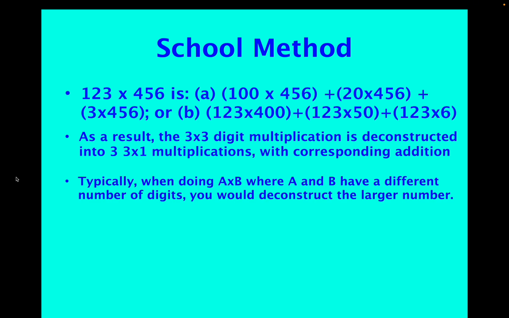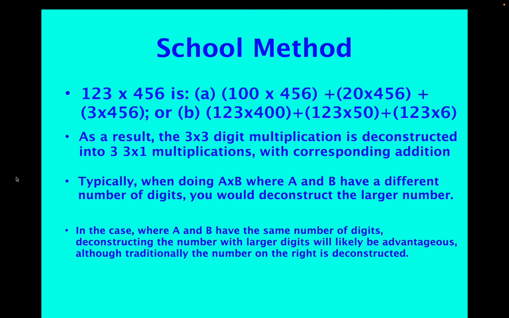When you are multiplying two numbers that have a different amount of digits, you are going to want to deconstruct the larger number so that you have to visualize less. So if you're multiplying an 8-digit number by a 3-digit number, you don't want to multiply each of the digits in the 3-digit number by an 8-digit number. You'd rather deconstruct the 8-digit number and do eight 3 by 1s.